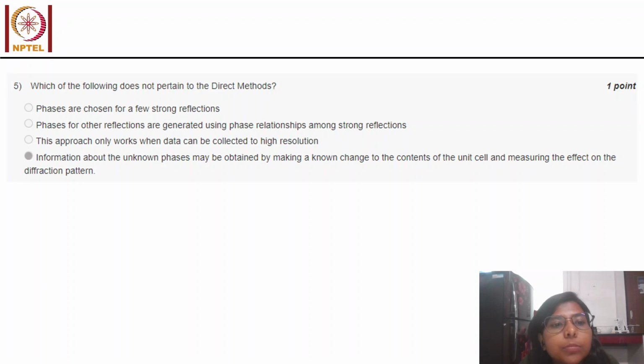Which of the following does not pertain to direct methods? So what did we learn about direct methods? That phases are chosen for a few strong reflections. Then phases for the other reflections are generated using phase relationships among the strong reflections. And this approach only works when data can be collected to high resolution. And information about the unknown phase may be obtained by making a known change to the contents of the unit cell and measuring the effect on the diffraction pattern.